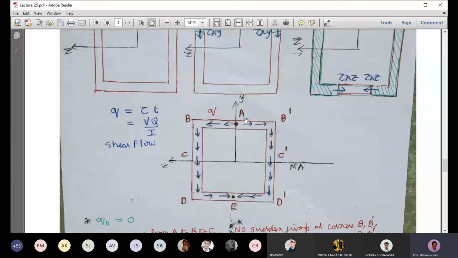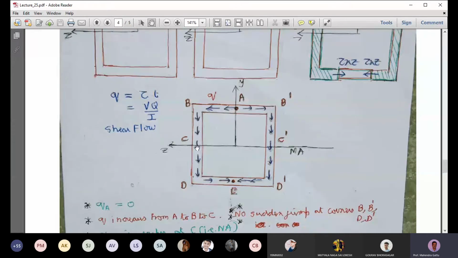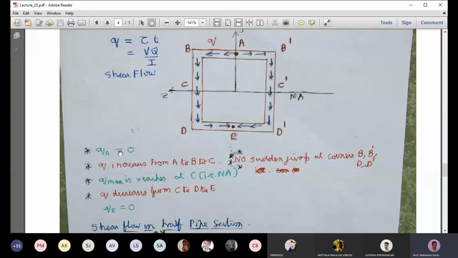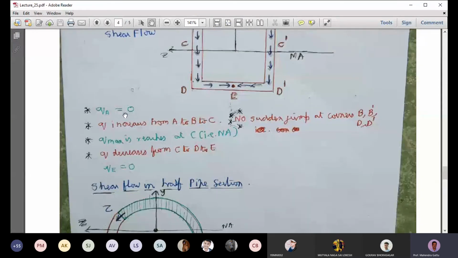So what is happening to that? Again, same thing, the Q value, QA at point A is 0, and as you move towards B, it will keep increasing, and from B to C, it will keep increasing more, and at C, it will reach the maximum value. From C to D, again, it will start to decrease, and from D to E, it will keep on decreasing, and at E, it will go to 0. Okay, so whatever is spoken is written in words here, in sentences. QA is 0, Q increases from A to B to C, Q reaches maximum at the neutral axis, and then from C to D to E decreases, and at E it goes to 0.